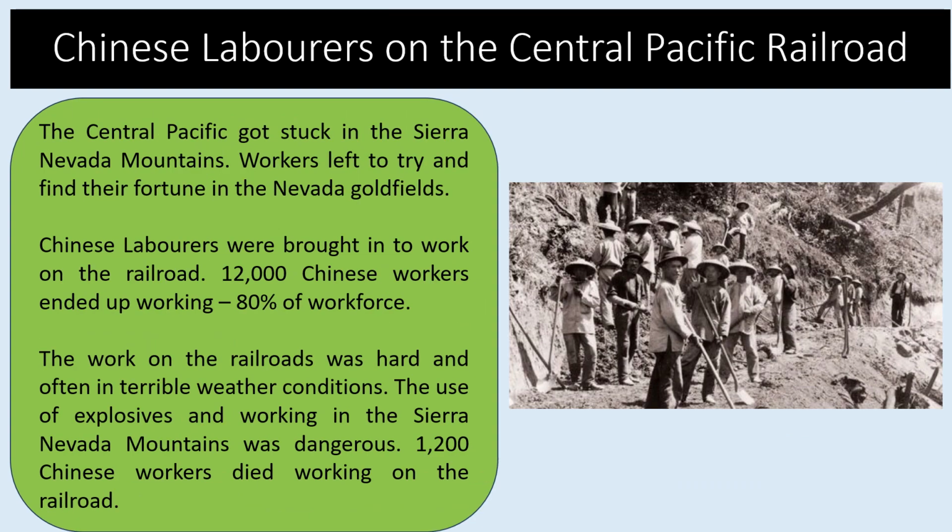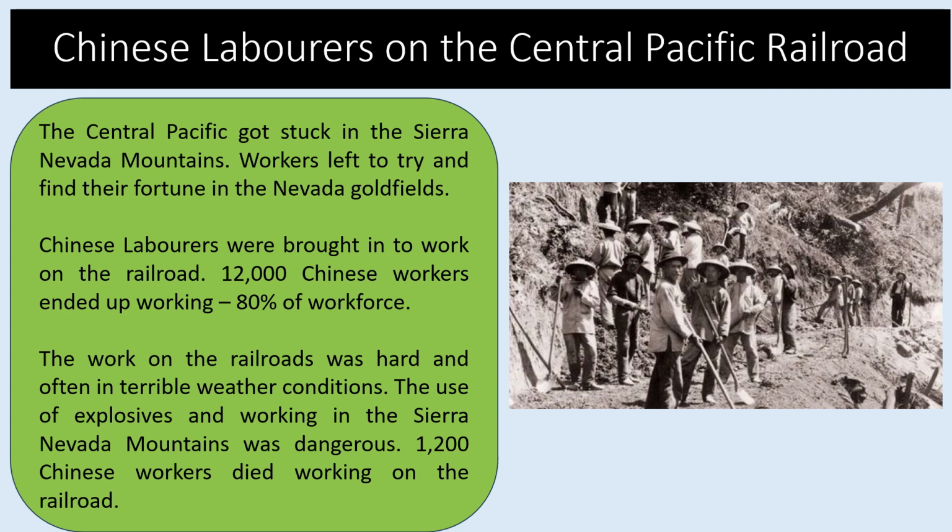Now, the Central Pacific line got stuck in the Sierra Nevada mountains. They found it very, very difficult to recruit workers. Workers often left to try and find their fortune in the Nevada gold fields. Chinese laborers were brought in to work on the railroad. 12,000 Chinese workers ended up working on the railroad in the Sierra Nevada mountains. That was about 80% of the workforce.